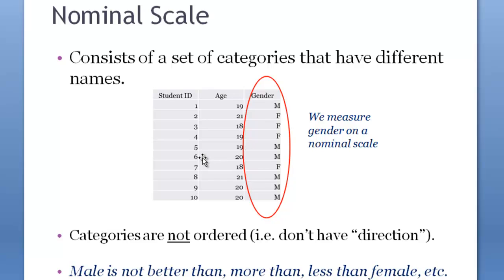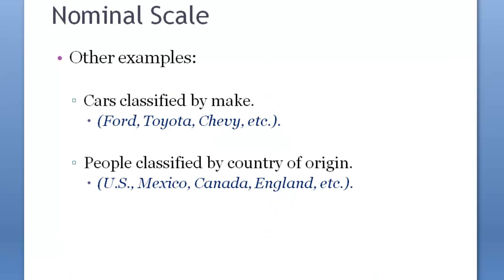The company you work for, that's a nominal scale. Cars, for example, by the maker: Ford, Toyota, Chevy, Honda, Subaru, things like that. Also, country of origin: this student is from Mexico, US, Canada, England, Japan. Country of origin can be a variable, and that's measured on a nominal scale.